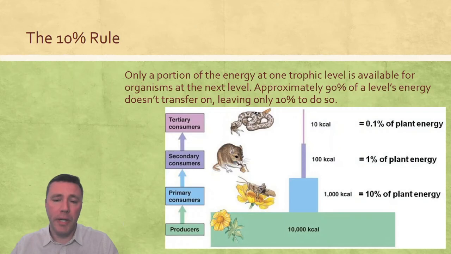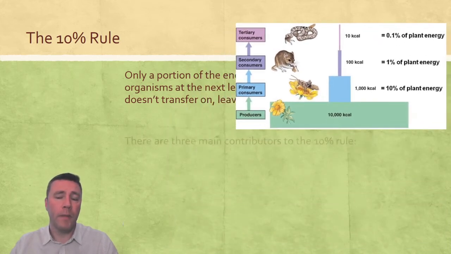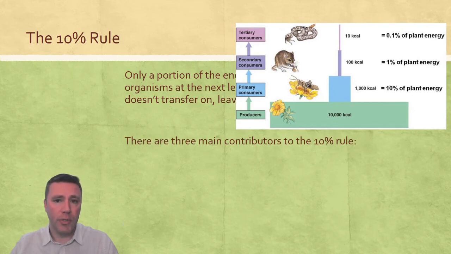This energy pyramid here actually quantifies values of energy available at each level. At the producer level, there are 10,000 kilocalories available. At the next level of primary consumers, only 10% of that is passed on. At the secondary consumer level, only 10% of the primary consumer level is passed on. What is the basis for this 10% rule? There are three main contributors to it.